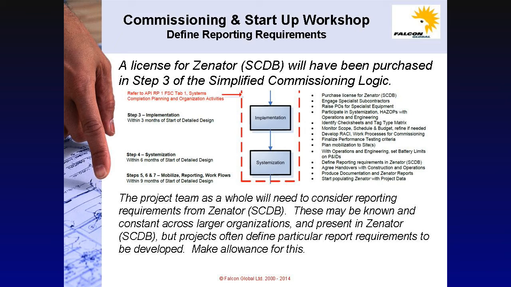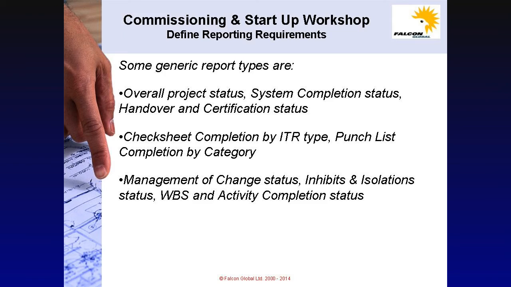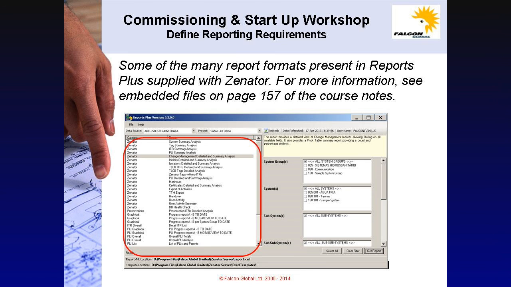from the design office. Some generic report types are overall project status, system completion status, handover and certification status, check sheet completion by ITR type, punch list completion by category, management of change status, inhibits and isolation status, work breakdown structure and activity completion status. For more information, refer to the embedded files on page 157 of the course notes in your folder.